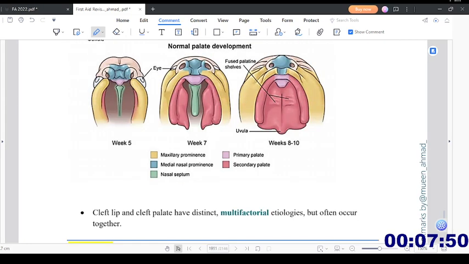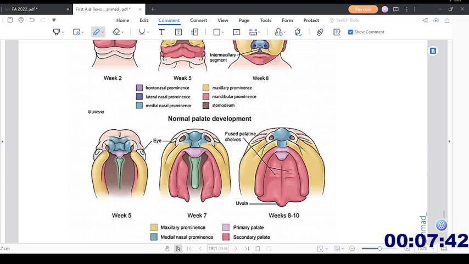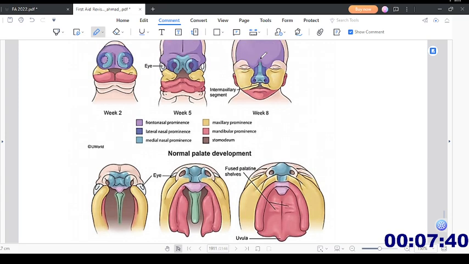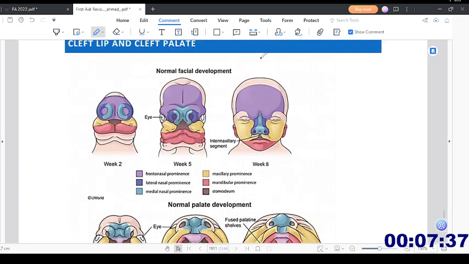So this is a picture for that. Cleft lip and palate have distinct multifactorial etiologies, but often occur together. So let's see this. Normal facial development: the frontonasal prominence, the purple one, then we have the lateral nasal prominence, like this blue one, and the gray or the green one, it is the medial nasal prominence. Then we have the maxillary prominence, mandibular prominence, and the stomodeum, which is the mouth over there.